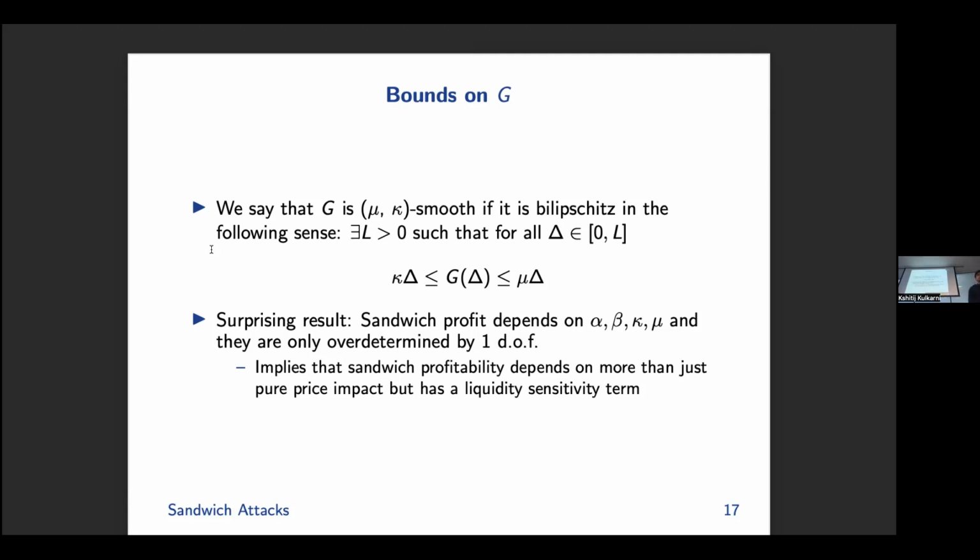So the basic result is that the sandwicher's profit depends on these constants, and they're pretty much overdetermined by one degree of freedom. That is, you don't really need alpha, beta, kappa, n, and u to describe the sandwich profits. But the point here is that the sandwicher's profit, in the quantity space we've defined it in, because remember we define the slippage limit as the minimum quantity that the user is willing to get out, depends not just on the price sensitivity, but also on the maximum and minimum change in the output that you get after a trade of size delta.